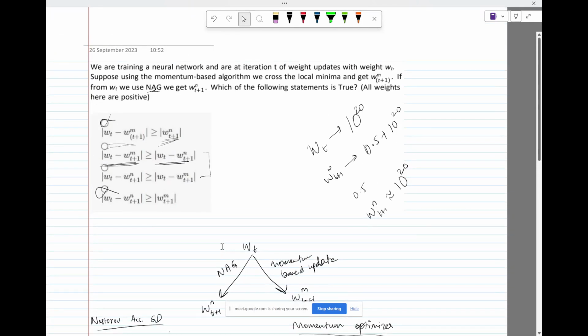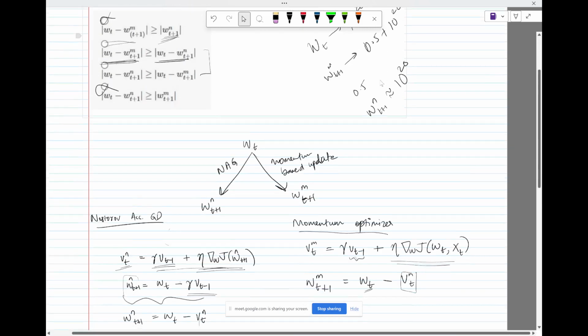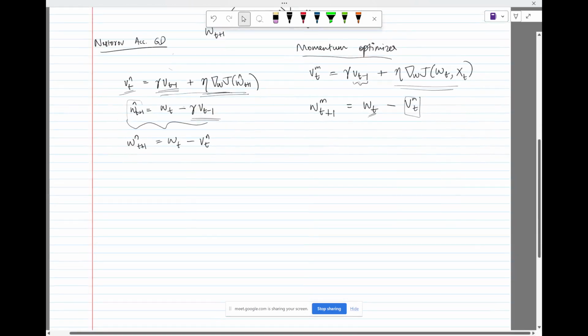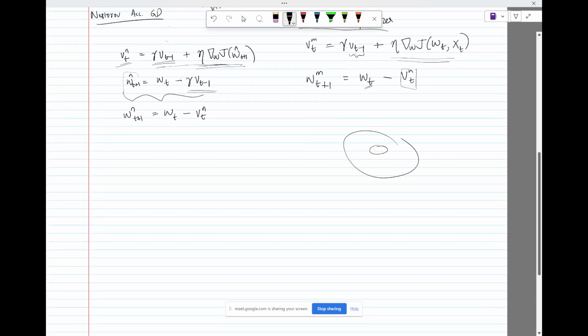And one more piece of information is given to us. Using the momentum based algorithm, we cross the local minima and get Wm t plus 1. So when you did this update, you had something like this, and from here you had something like this. You crossed and you reached here. This was your local minima. So this is Wt. This is Wm t plus 1. So you have crossed the local minimum and reached here.